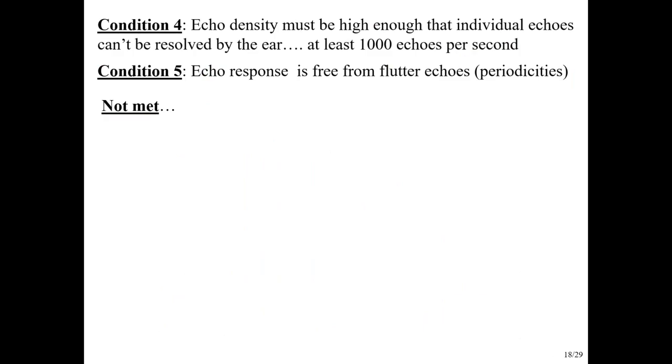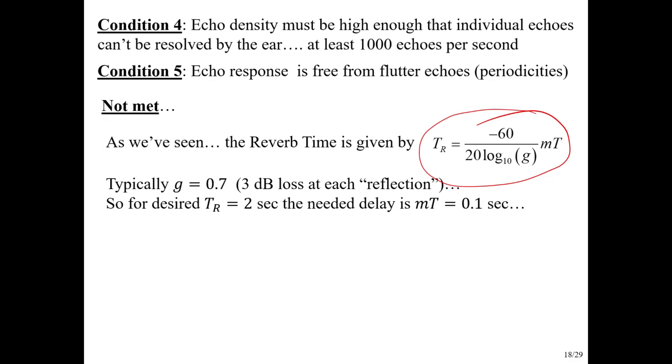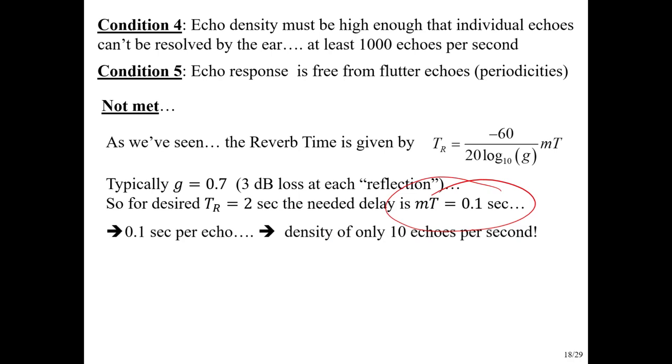Conditions 4 and 5 are not met. So echo density is not high enough, and we do see flutter echoes. We saw that when we laid out what the impulse response looks like. And we already analyzed this. The same formula holds for the reverb time. So if we now plug in the same kind of thing, before I plugged in 2 seconds, now I used 1 second. So we need a delay of mT equal to 0.1 second. And so that gives us only 10 echoes per second.